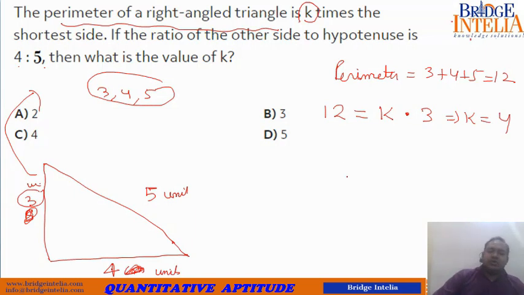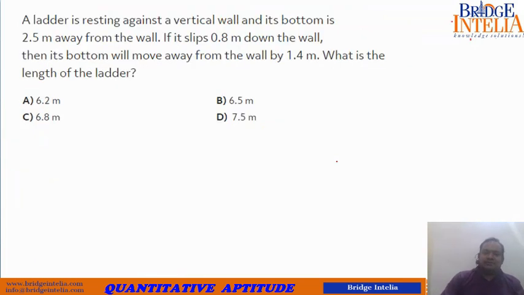If you go for equations or all that method, it will take time. But these kinds of questions can simply be solved by taking dummy values. Now let's move further. A ladder is resting against a vertical wall and its bottom is 2.5 meters away from the wall. If it slips down 0.8 meter, then its bottom will move away from the wall by 1.4 meters. What is the length of the ladder?